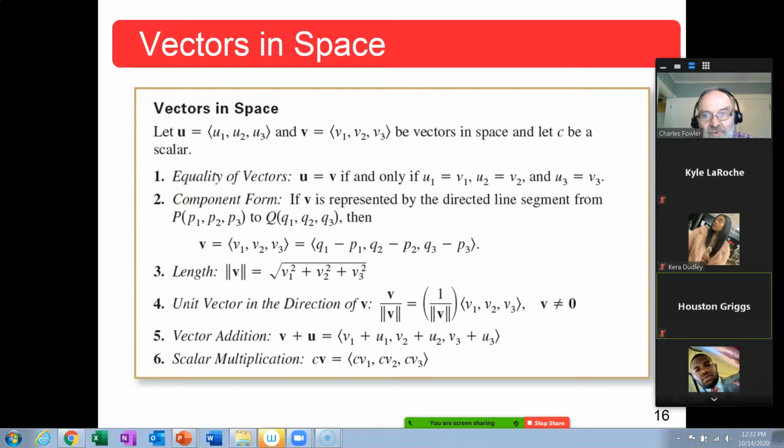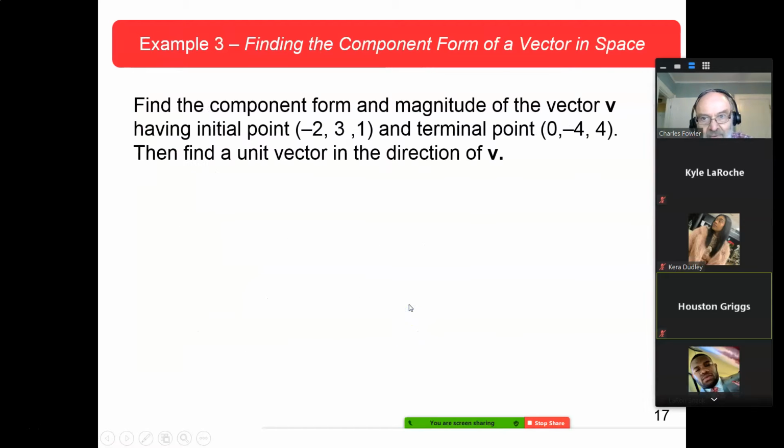So let's move to example 3. Now you can also find this one at larsoncalculus.com for an interactive version of this type of example. Find the component form, that's the way to go folks, and the magnitude of the vector v, having initial point -2, 3, 1, terminal point 0, -4, 4. Okay?